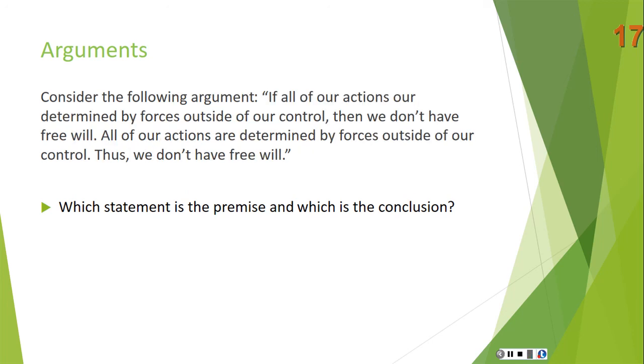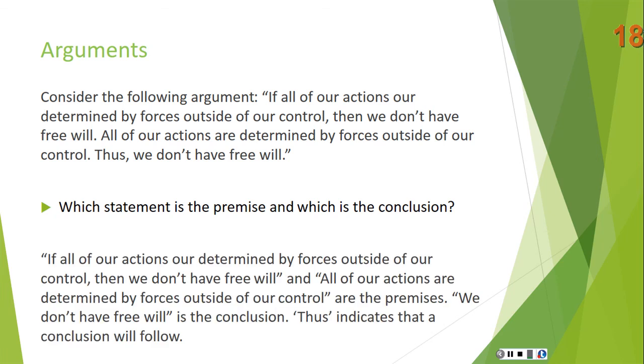Consider the following argument. If all of our actions are determined by forces outside of our control, then we don't have free will. All of our actions are determined by forces outside of our control, thus we don't have free will. Which statement is the premise and which statement is the conclusion? Okay. Actually, there are multiple premises. One premise is, if all of our actions are determined by forces outside of our control, then we don't have free will. Another premise is, all of our actions are determined by forces outside of our control. The conclusion is we don't have free will.